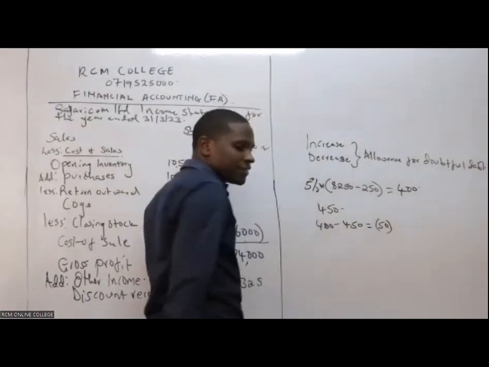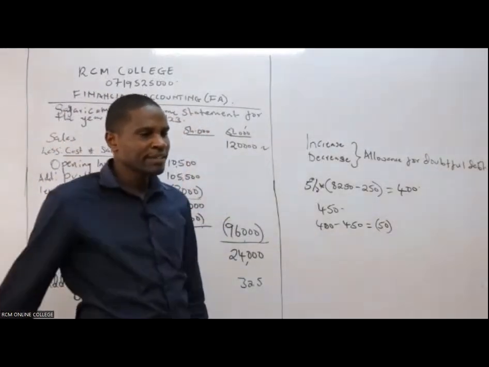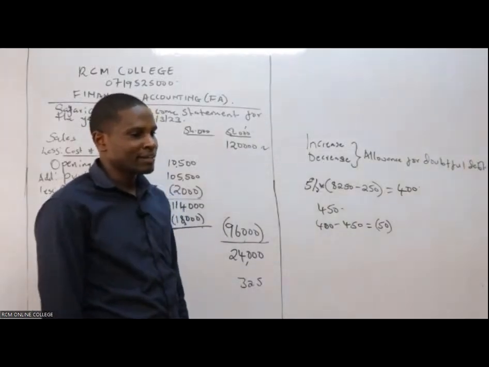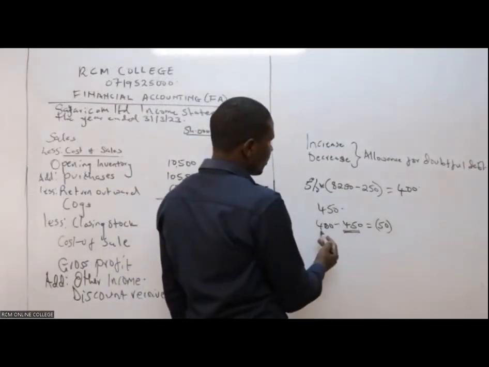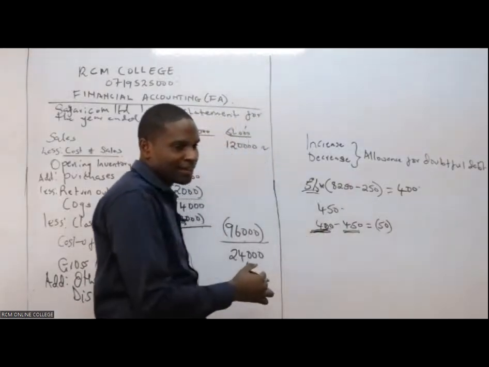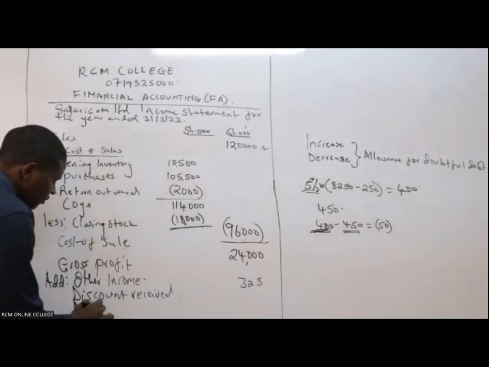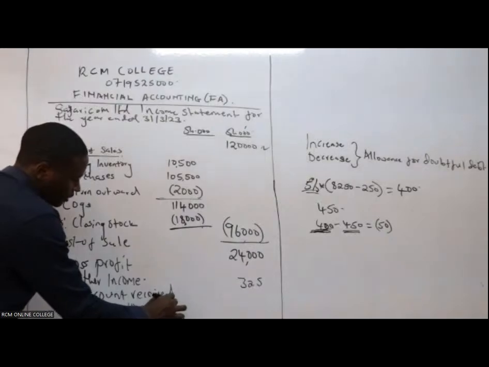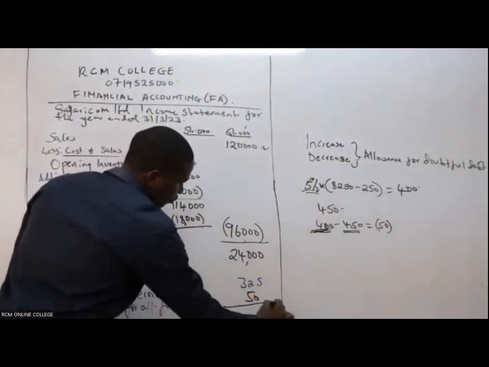So was there a decrease or an increase? In the trial balance, we had 450 provided, and then the allowance, the 5%, was 400. So there was a decrease. Therefore, the 50 is an income. So a decrease for allowance for doubtful debt, 50. So what is our total income?